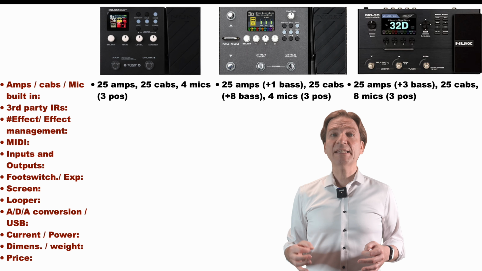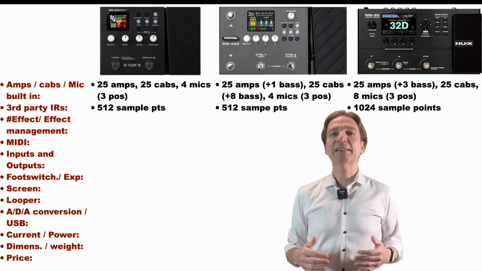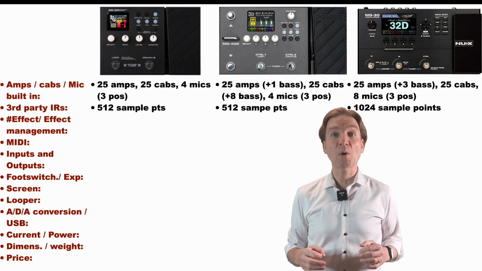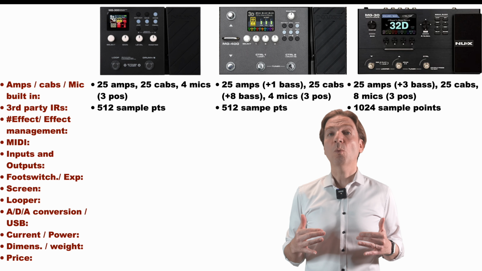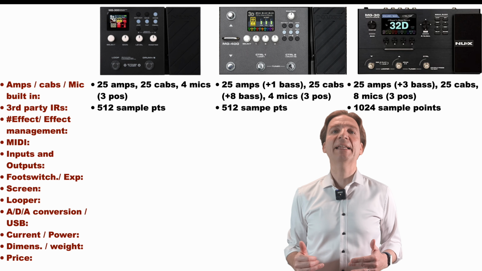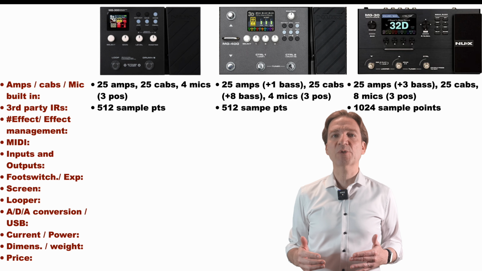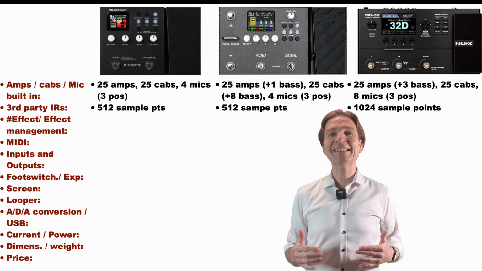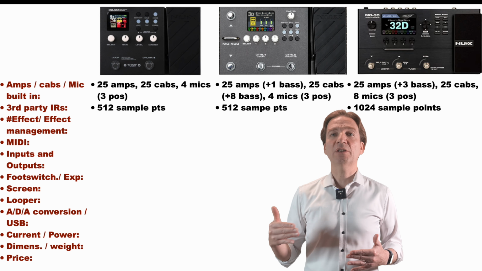With all 3 units, you can load third-party IRs. The IRs can be at 512 sample points for the MG 400 and 300, versus the 1024 offered by the MG 30. This is for sure a difference that allows the MG 30 to be better in terms of tone compared to the other two units. You are going to have an increasing number of effects going from the MG 300 to the MG 400 and the MG 30.